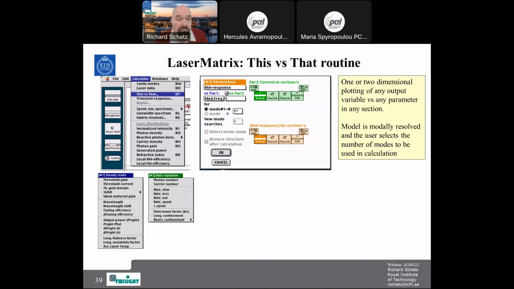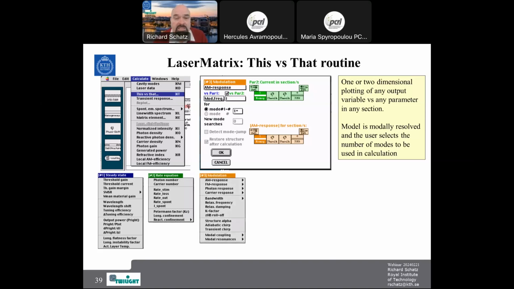So you can get the photon number in your laser or carrier number, and then the stimulated gain rate, the loss rate, the output mirror loss rate, the spontaneous emission rate, and also the spontaneous recombination rate, and so on. Also the Petermann factor and longitudinal confinement and transverse confinement. I will not go through that.